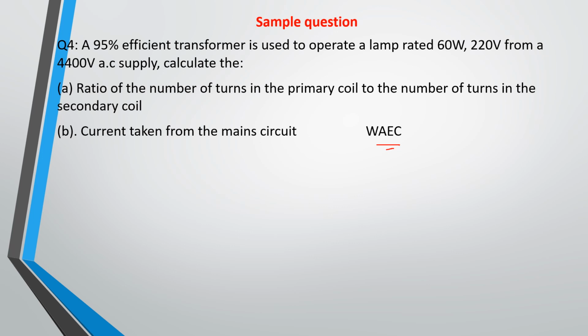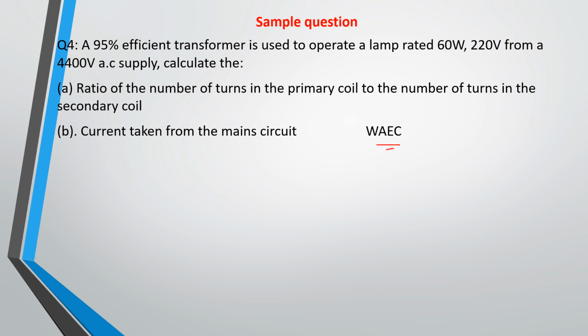So this question says that a 95% efficient transformer is used to operate a lamp rated 60 watts, 220 volts from a 4400 volt AC supply. Calculate one, the ratio of the number of turns in the primary coil to the number of turns in the secondary coil. Two, the current taken from the mains circuit. The main circuit is the primary circuit, so this one is a primary current.